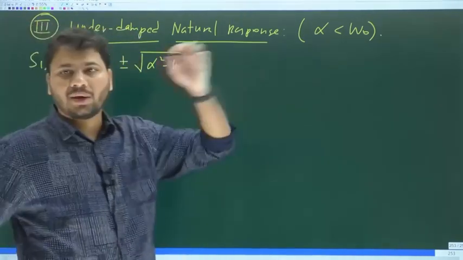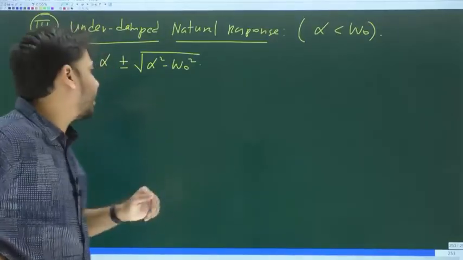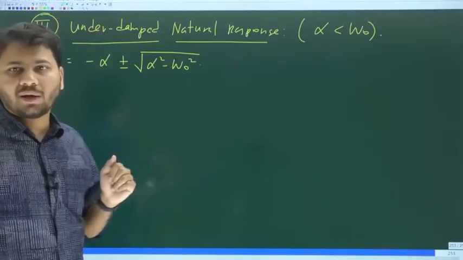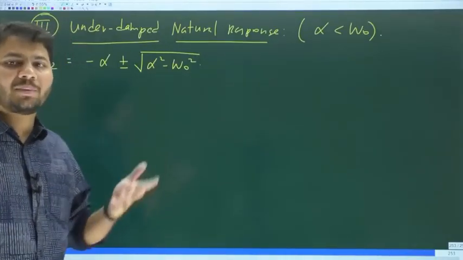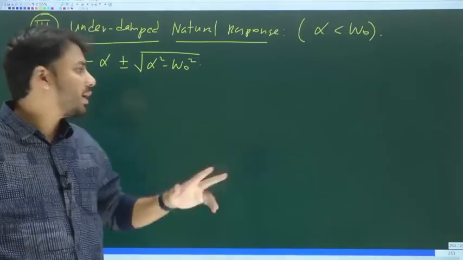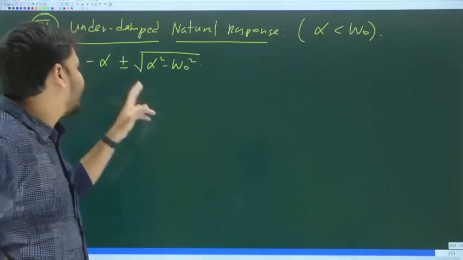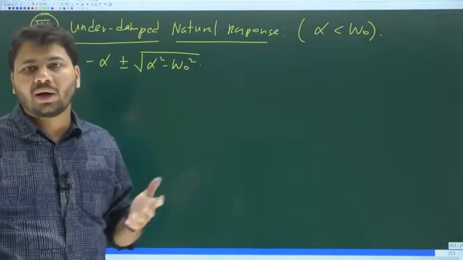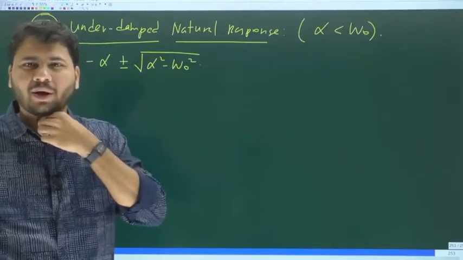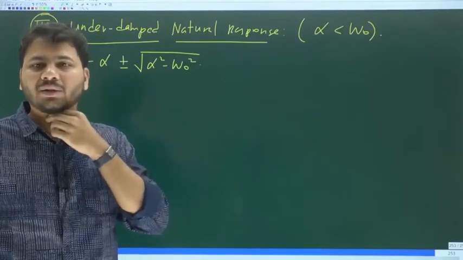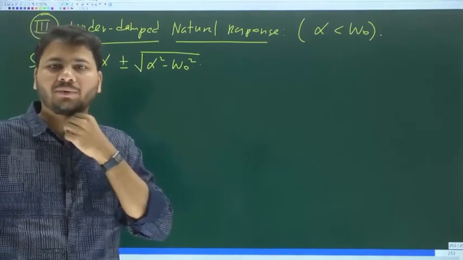If alpha is less than omega naught, then alpha square will be less than omega naught square. If alpha square is less than omega naught square, then alpha square minus omega naught square will be negative, some negative number. Now square root of anything negative, is it not imaginary? For example, square root of minus 2 or square root of minus 4, is it not j2? Yes or no?